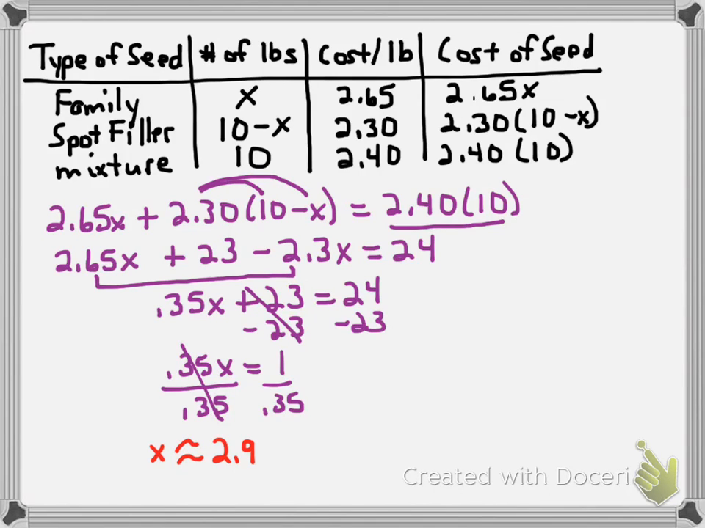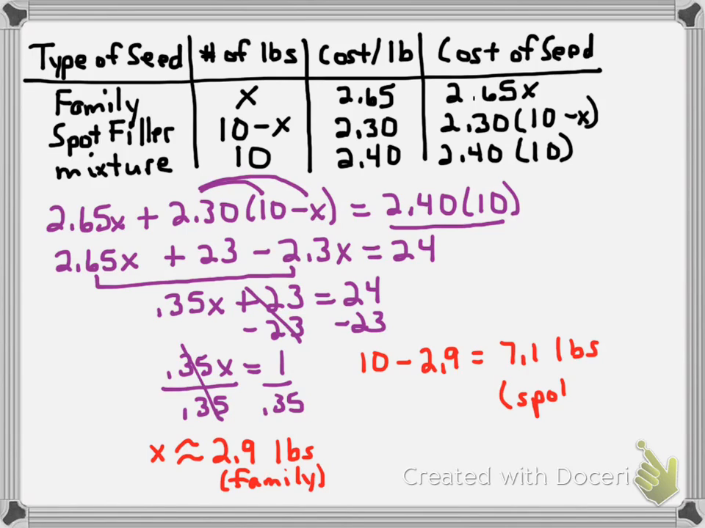Now X represents the number of pounds of the family grass seed, so the label would be pounds. And then I'm also going to write family in here so we know which type of grass seed we're talking about. We also need to find the amount of spot filler grass seed, so we need to take 10 and subtract X, which we found to be 2.9, and that gives us 7.1 pounds, and that would be for the spot filler grass seed. So 2.9 pounds of family grass seed and 7.1 pounds of the spot filler grass seed.